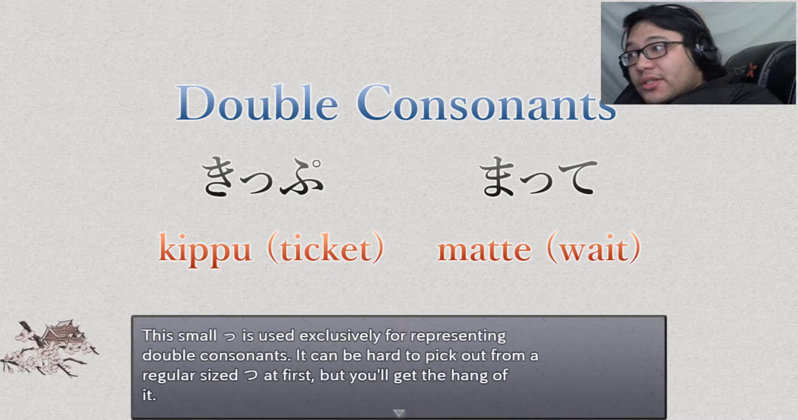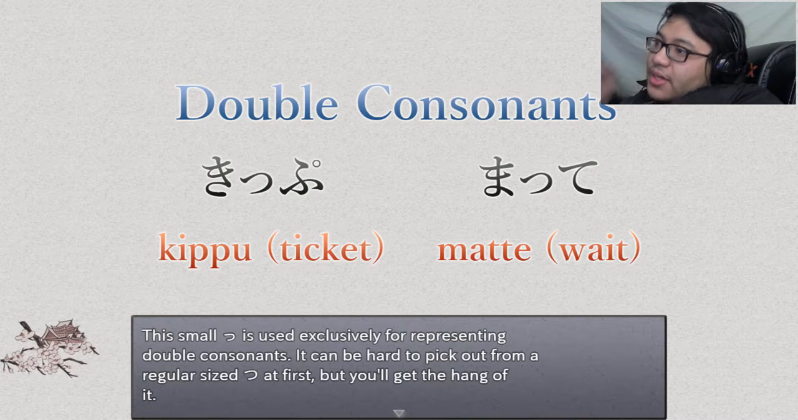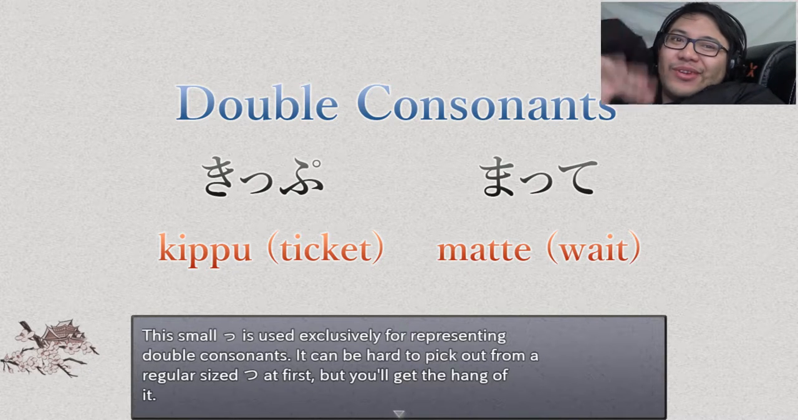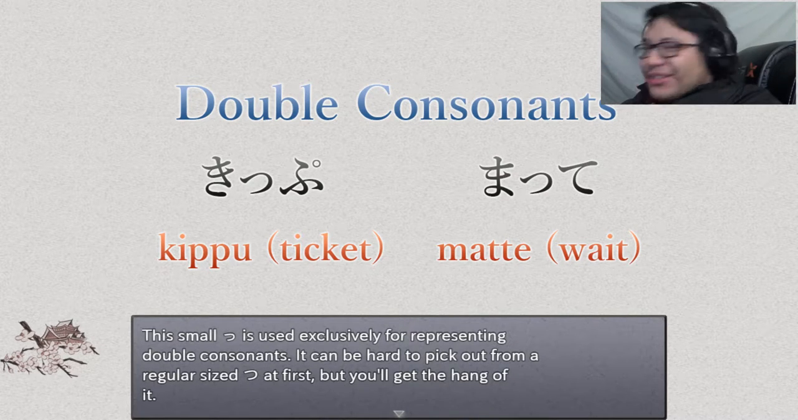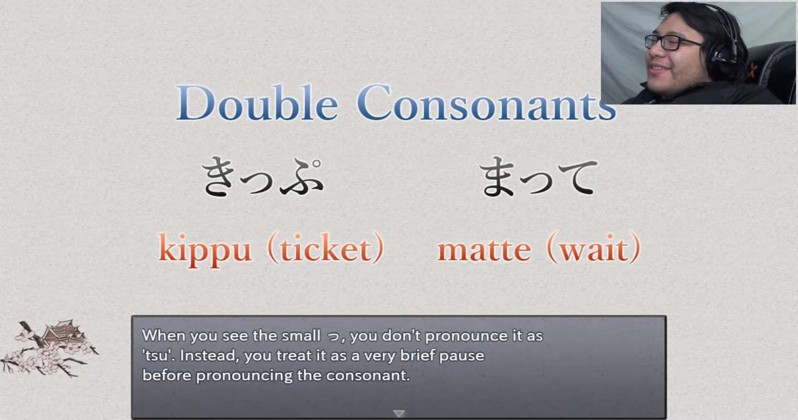This small 2 is used exclusively for representing double consonants. It can be hard to pick out from a regular sized 2 at first, but you'll get the hang of it. Don't worry, we didn't really invent anything for double consonants. We're just gonna put it as is. Good God. Whoever made this thing?